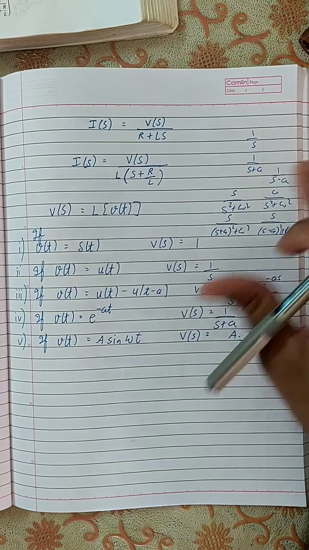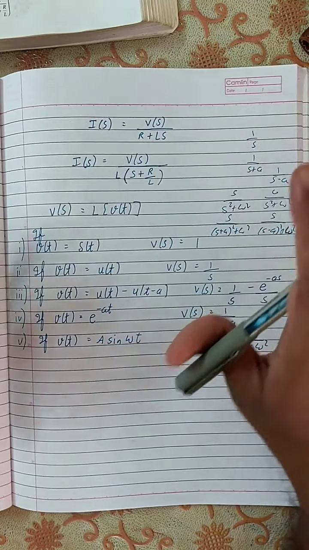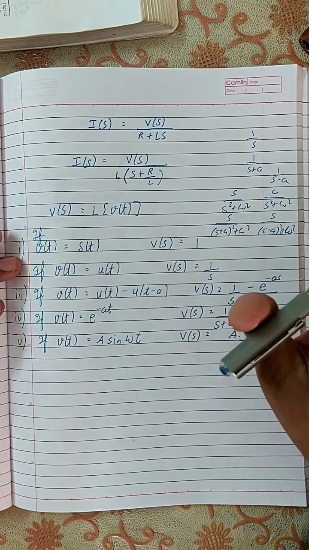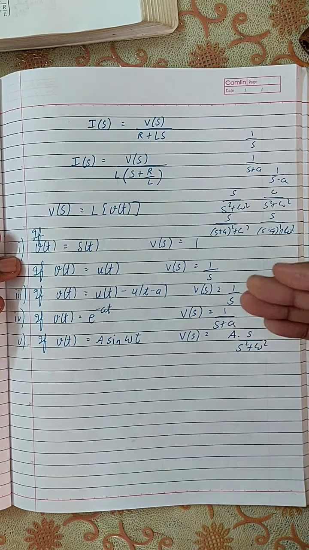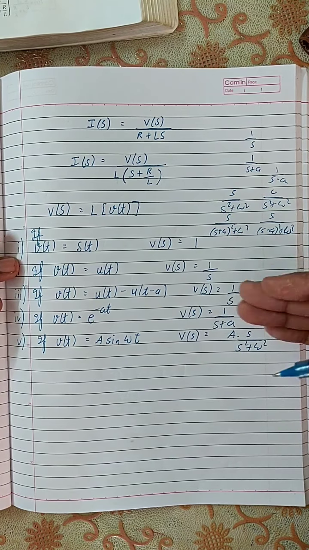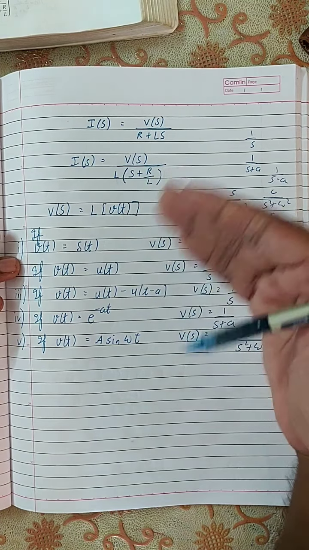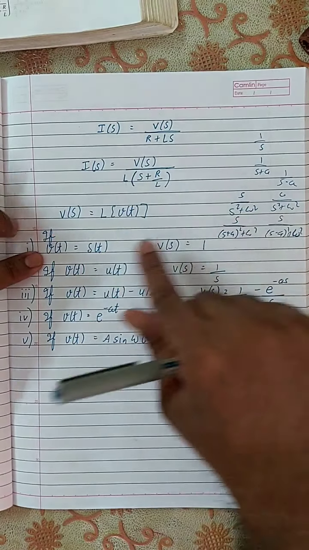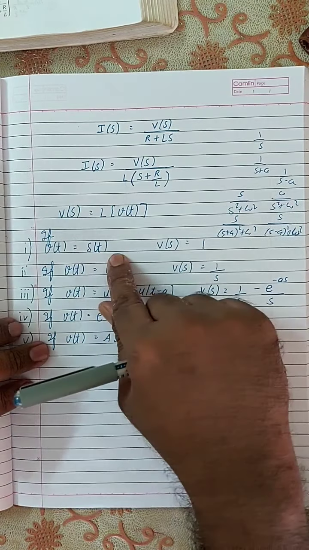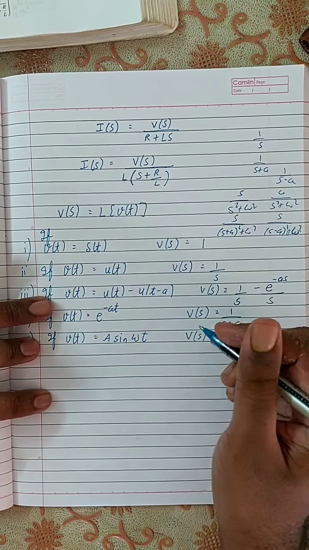So let's analyze every equation in this circuit. I'm just going to show you how. Actually, it will be much easier for you to do the problems than the derivation, but I want to show you how we are doing it. That is why I am taking this much time in solving each one of these equations. First, let me take the first case. The first case is if v of t is equal to del of t.